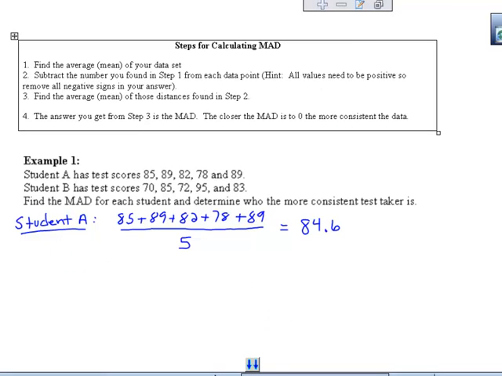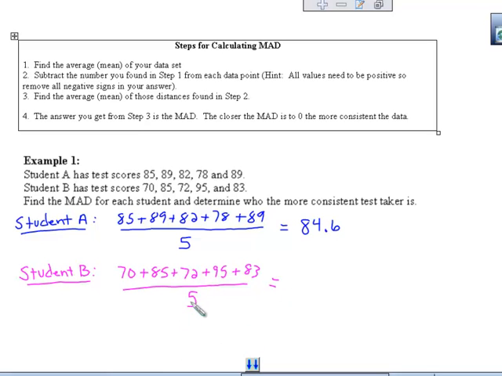I need to do the same thing for student B. I'm going to change my color for student B. Student B. Add up all his scores, 70 plus 85 plus 72 plus 95 plus 83, and I'm going to divide that by 1, 2, 3, 4, 5 points as well.